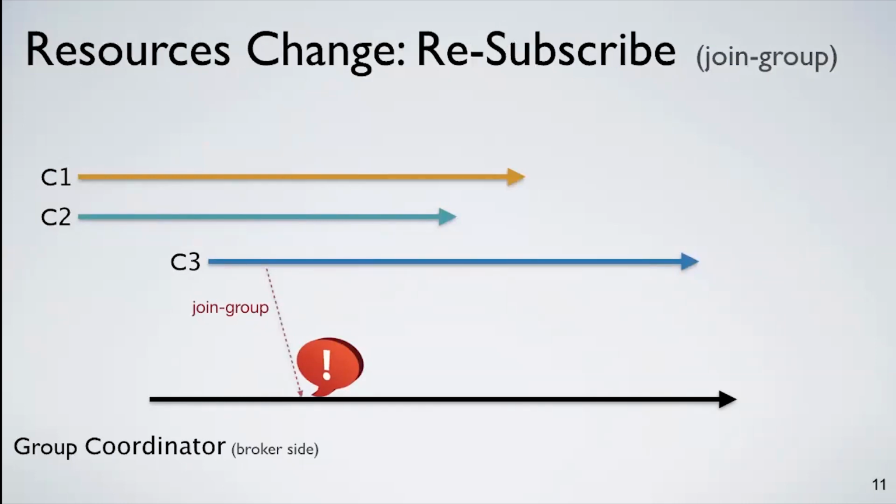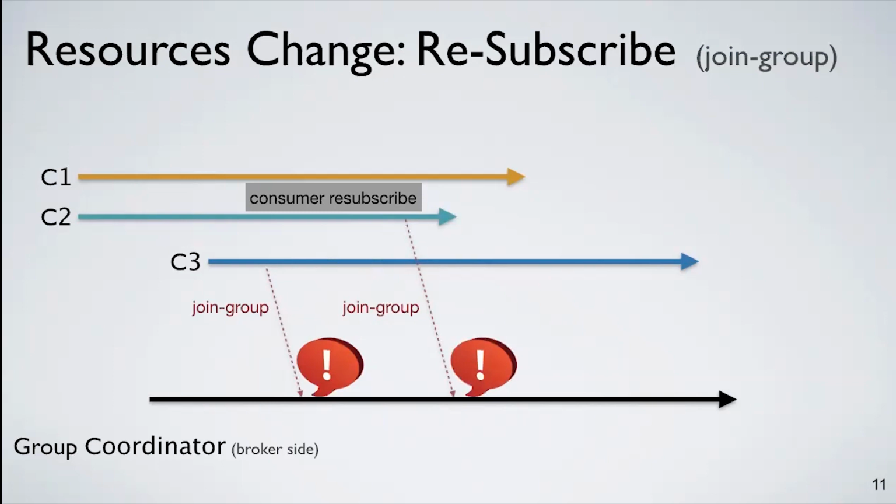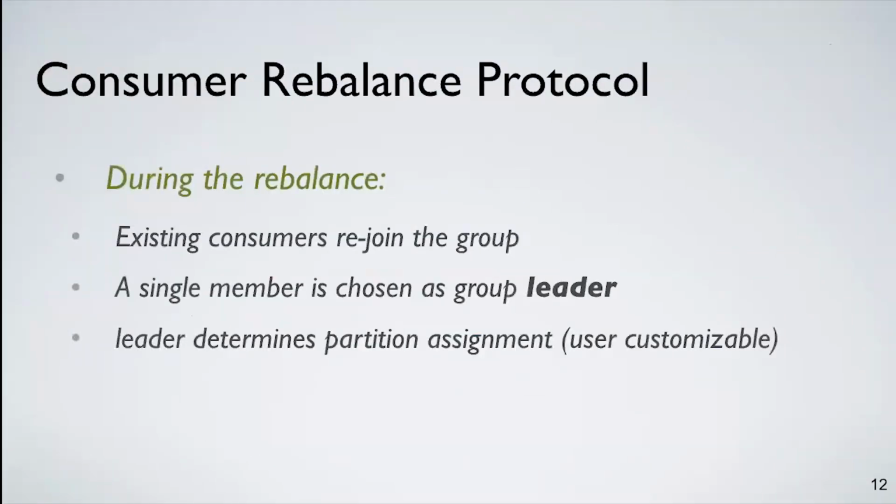Similarly, if the subscription of an existing consumer member changes, for example, in your code you unsubscribe from your topics and then resubscribe to some new topics, the existing consumer can also send a new join group request to the coordinator, indicating the change of subscription. In this case, the rebalance will also be triggered to rebalance the newly subscribed partitions into the existing members of the group. So that's how we detect membership change and trigger our rebalance.